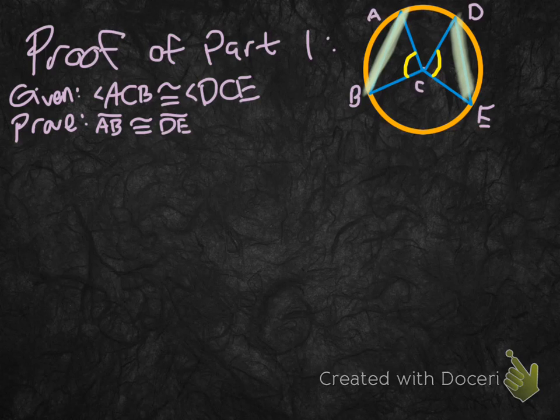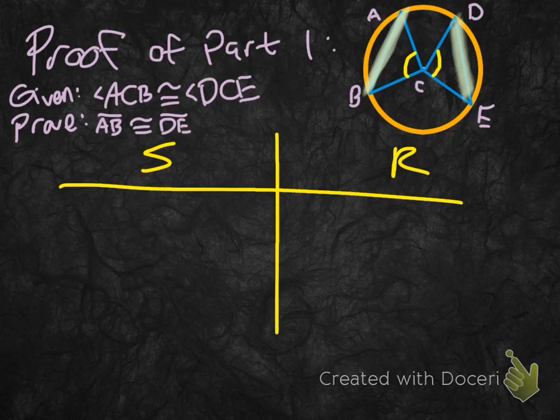So what do we know? We know, first of all, statement 1, if we're doing a statement and a reason, right? Statement 1 would be the given information. Angle ACB is congruent to angle DCE, and that's given to us, right? So that's given.